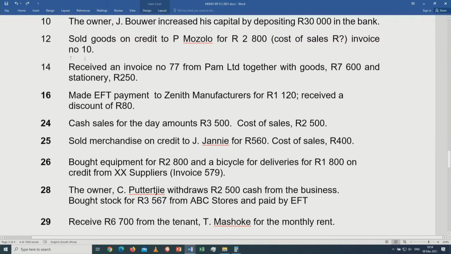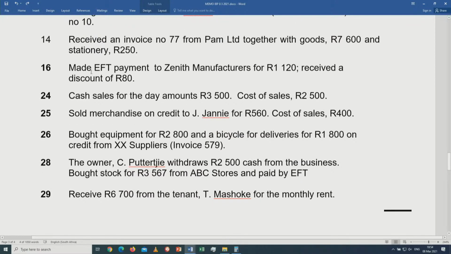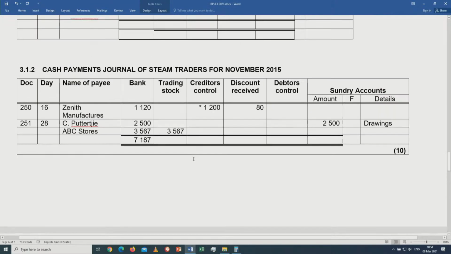Then the transaction on the 16th. Made an EFT payment to Zenith Manufacture for 1,120, received a discount of 80. Therefore, how do we deal with this one? It's a cash payment. Therefore, you go to your cash payment. Where is your cash payment? Here is a cash payment. Zenith, bank 1,120. The creditor, you owed him 1,200. 1,120 was what you paid. And then the discount received was 80. But even here, remember, you need to write the amount that you owed that creditor so that we can clearly see the discount or the difference.